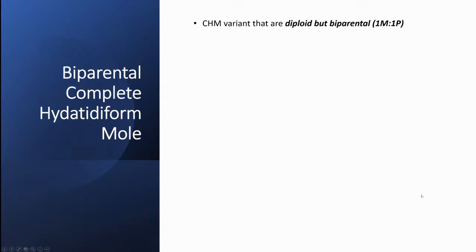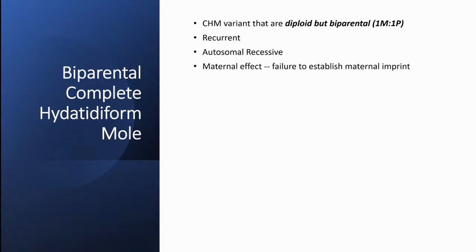There is a rare instance where women come back and have moles in subsequent gestations. That's the repeat offenders, if you will. And these turn out to be biparental complete moles. What does that mean? Well, they're still diploid, but when you look at their haploid genomes, there's one maternal genome and one paternal genome, the same as every other normal cell after fertilization ought to be. So what happened? Well, these have been studied with great interest because they are recurrent. And not only are they recurrent, but these women in families demonstrate an autosomal inheritance. And it seems to have a maternal effect.